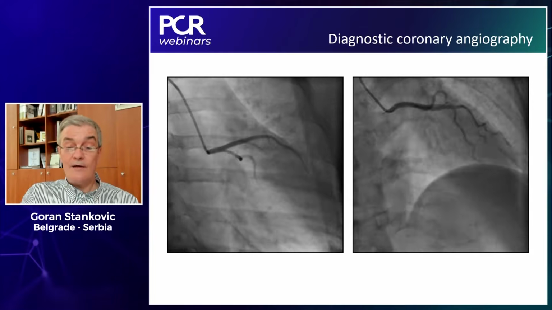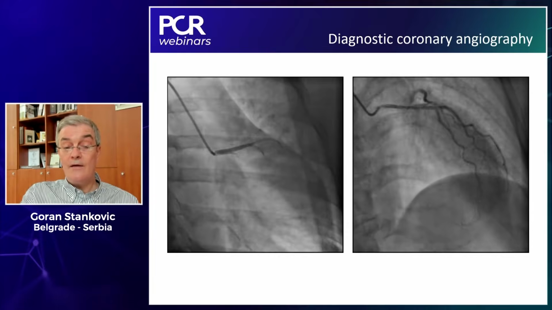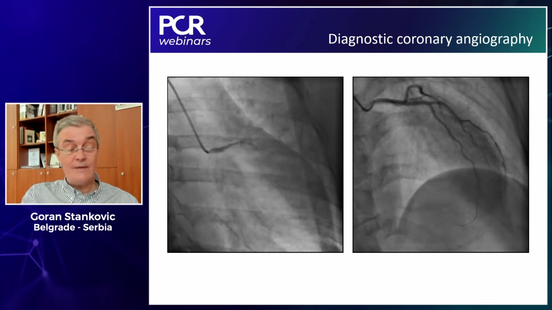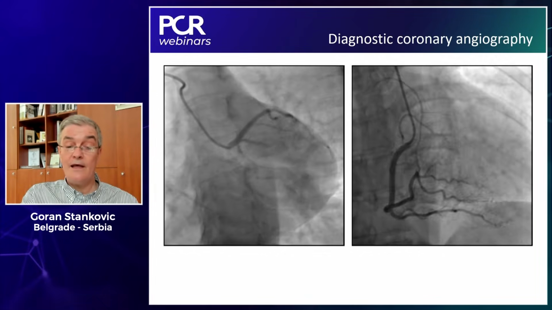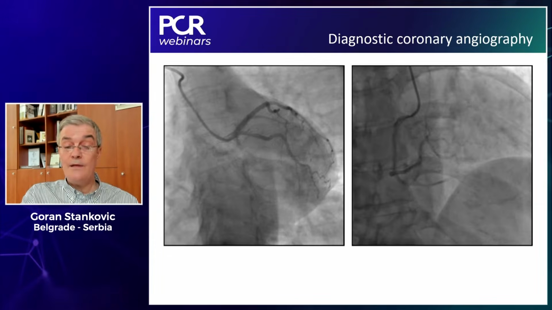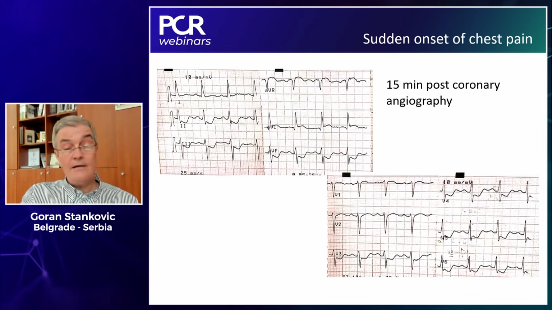Here is a coronary angio, left coronary artery in two different projections, showing no coronary artery disease with significant stenosis. And then we have an additional projection of the left plus a projection of the right, showing that actually this was a so-called normal coronary angio. And what happened next is sudden onset of chest pain 15 minutes after we finished coronary angiography. Here is the ECG, extensive changes on ECG. And of course, we urgently brought the patient back to the cath lab.